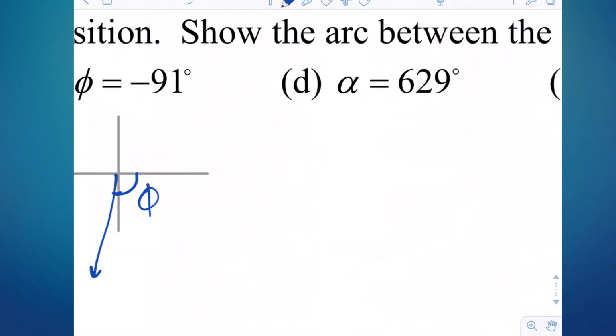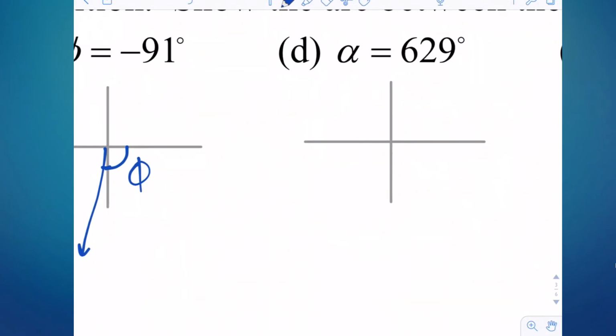D, alpha is 629. Oh boy. Now we're getting kind of a large angle there, 629. That's more than one rotation, right? But 2 full rotations, as you know from skateboarders, that's a 720. That's a big trick. Yeah, so how do you know it's in the same place as the last one?